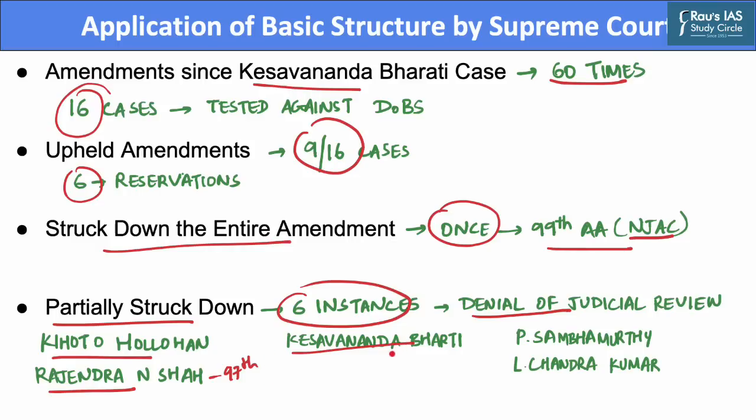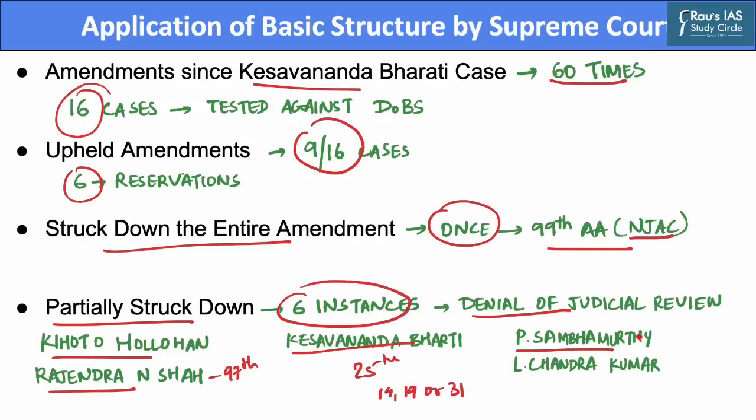In the Kesavananda Bharati case, while the court upheld the land ceiling laws, it struck down a portion of the 25th Amendment Act, which stated that if any law is passed to give effect to directive principles, it cannot be deemed to be void on the ground that it takes away or abrogates any of the rights contained in Article 14, 19 or 31.